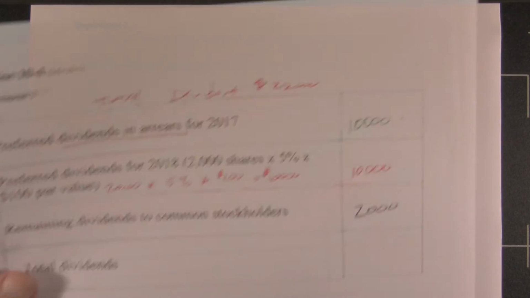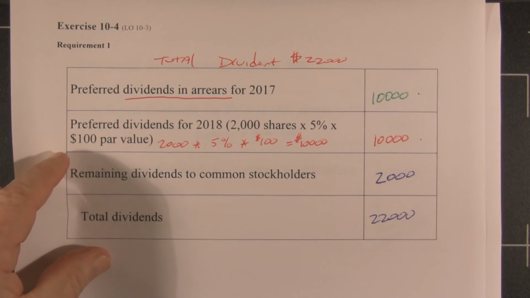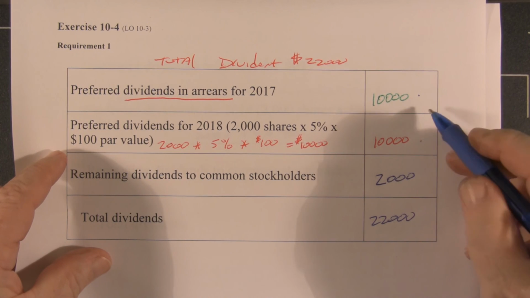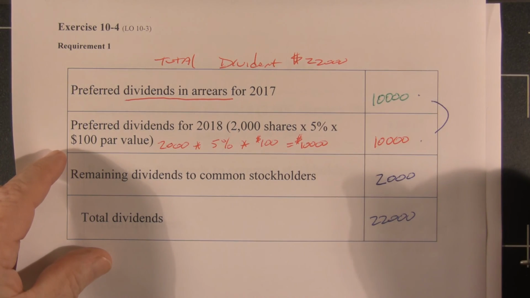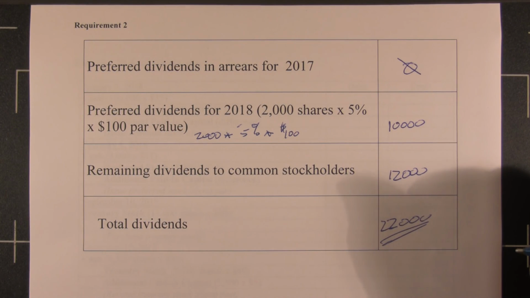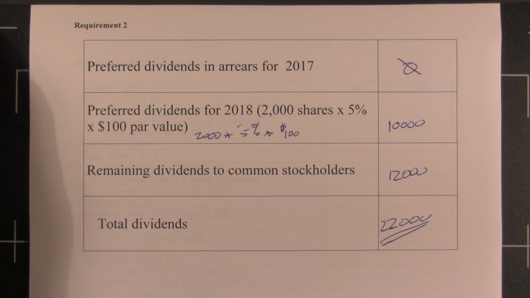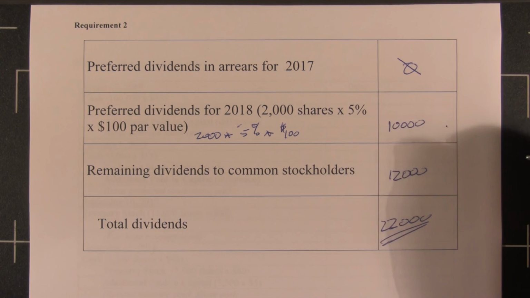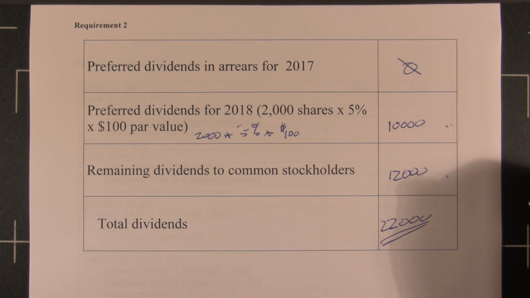In each case, we're giving away $22,000, but in part 1, the preferred shareholders got 2 dividends, and the common shareholders got 1. And in part 2, there are no dividends in arrears. There are no cumulative rights. Therefore, one dividend goes to the common shareholders, one dividend goes to the preferred shareholders.